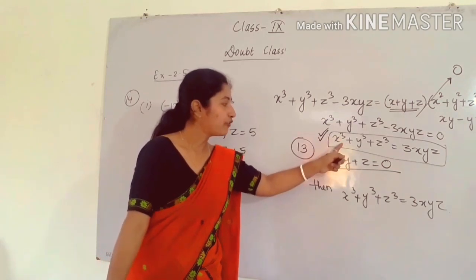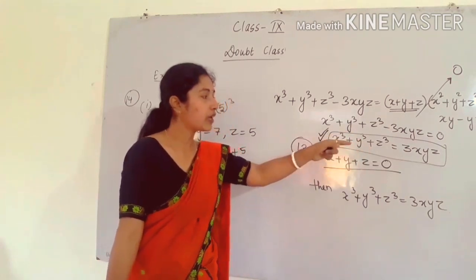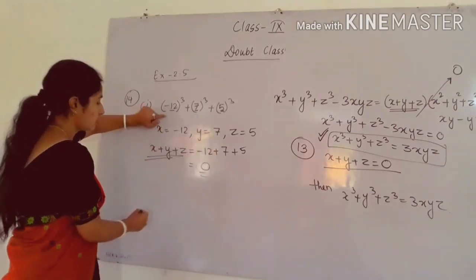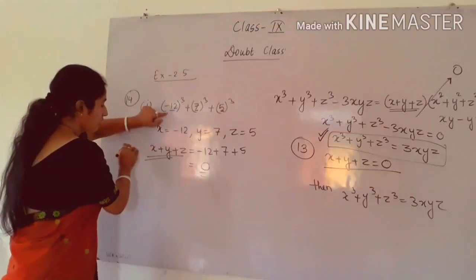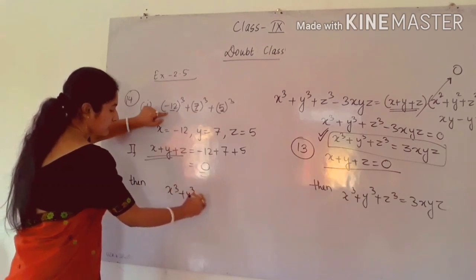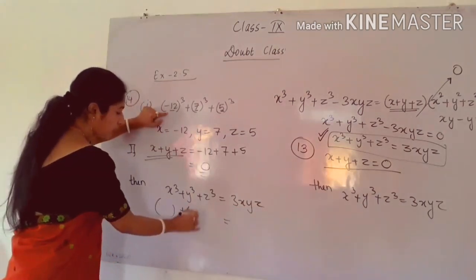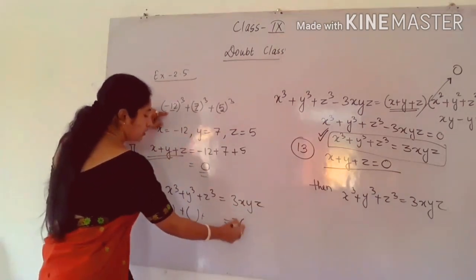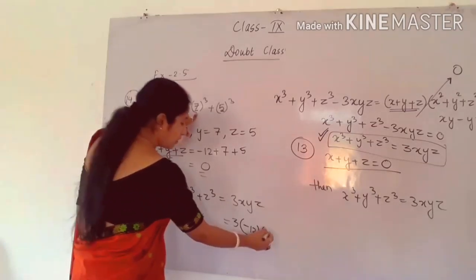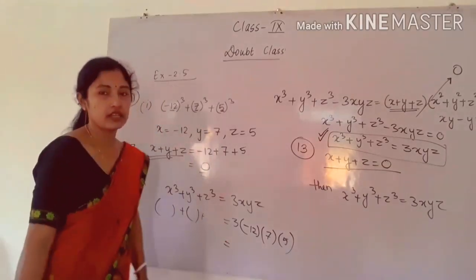So what is the value of this formula? You can write a cube plus b cube plus c cube is equal to 3abc. Oh sorry, you can say x. If this is equal to 0, then we can write x cube plus y cube plus z cube is equal to 3xyz. You know it. So 3 into, in place of x we have to write the symbol also, minus 12. In place of y we have 7 and in place of z we have 5. So multiply it, you will get the final answer.